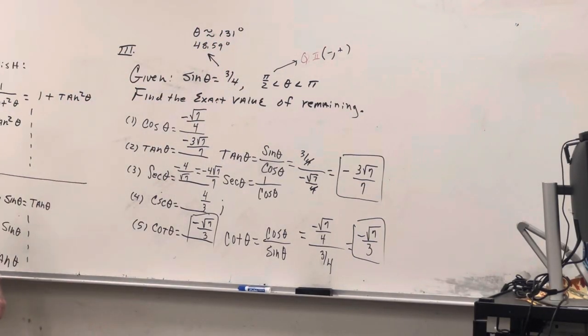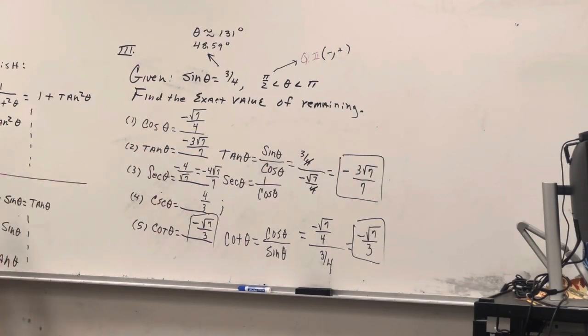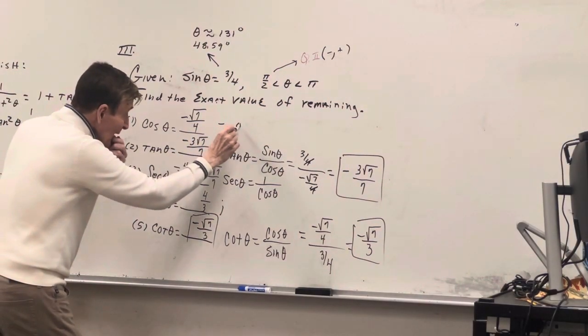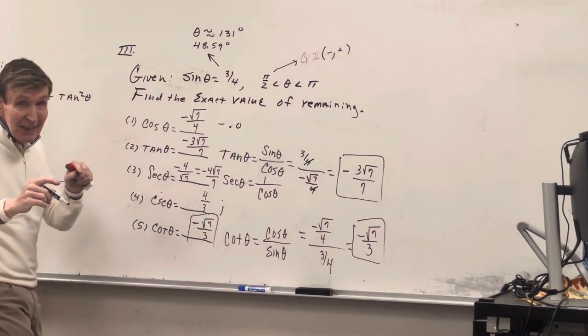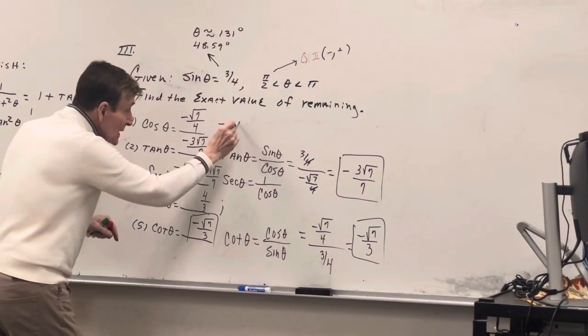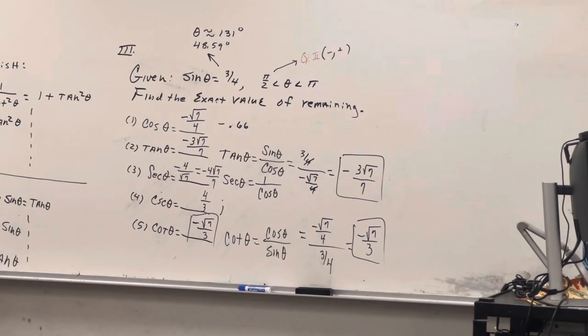Now do me a favor, then we'll take a break, because our students need a break here. Take cosine of 131 degrees. I got negative 0.66. Negative 0.66. We got this.